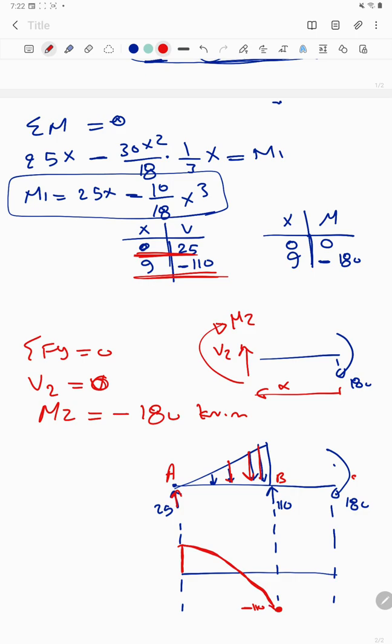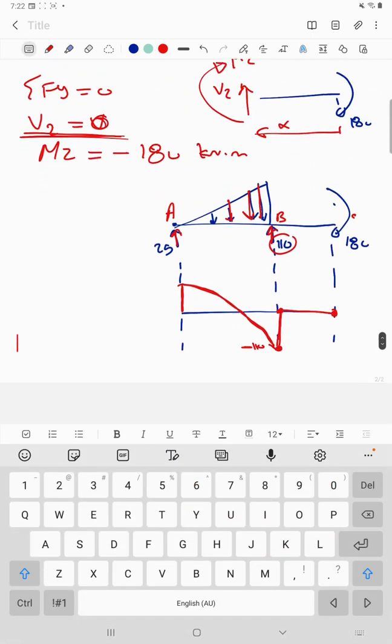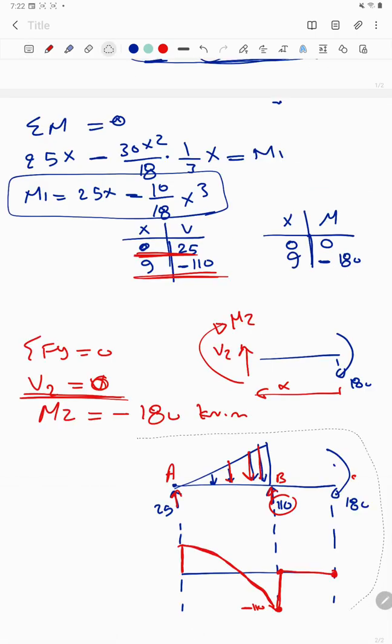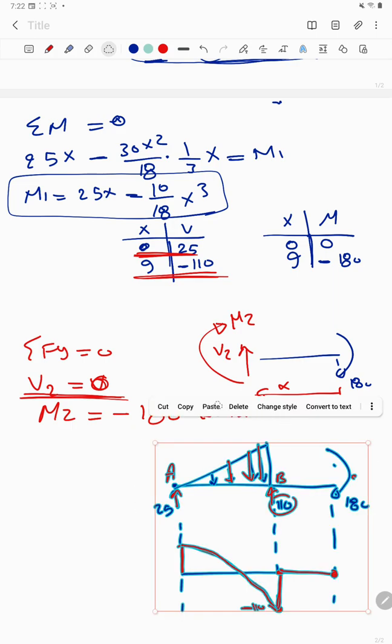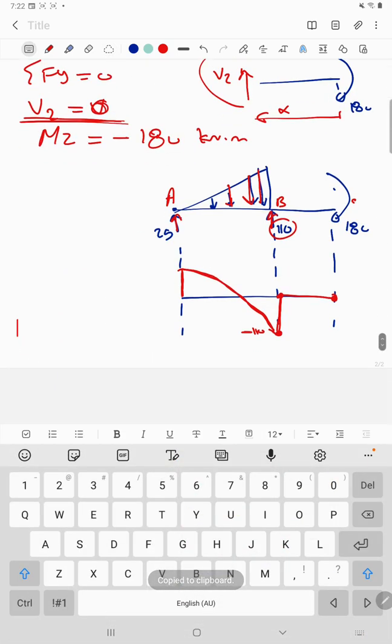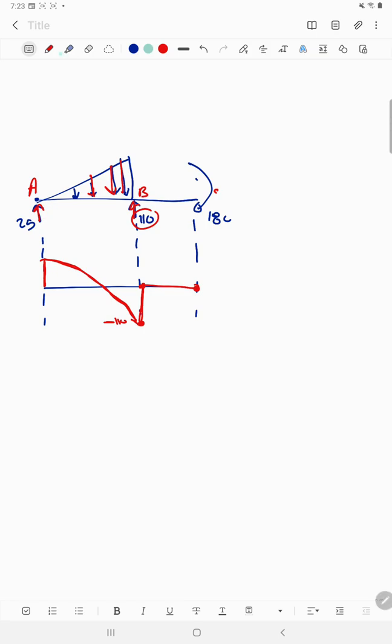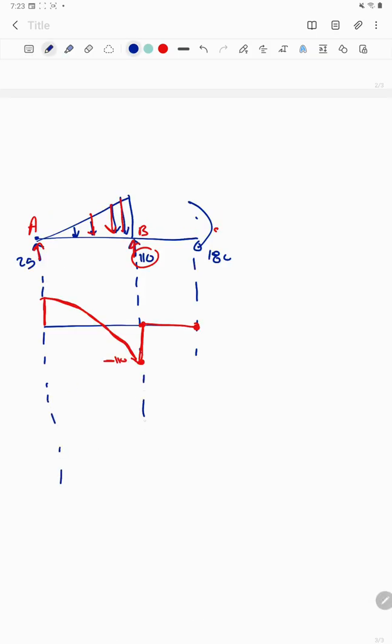After that, we have 110 up. That makes my drawing go to 0. But V2 equals 0, so this one is going to continue at 0. This is for shear. What about the moment? For the moment, I'm going to draw it on another page, so I'm going to move all of this down. Okay, we drew the shear. We need the moment, so I'm going to put the moment here.